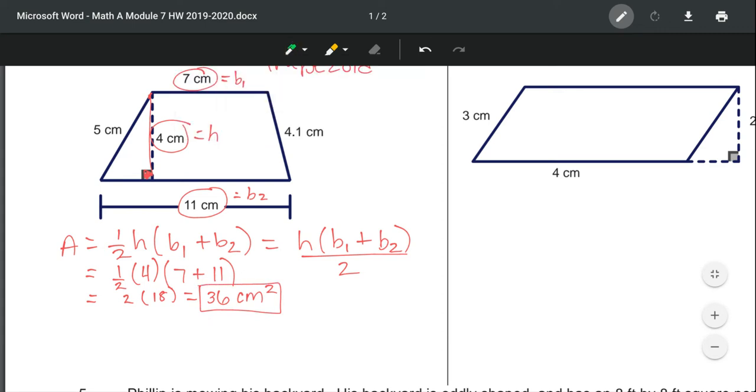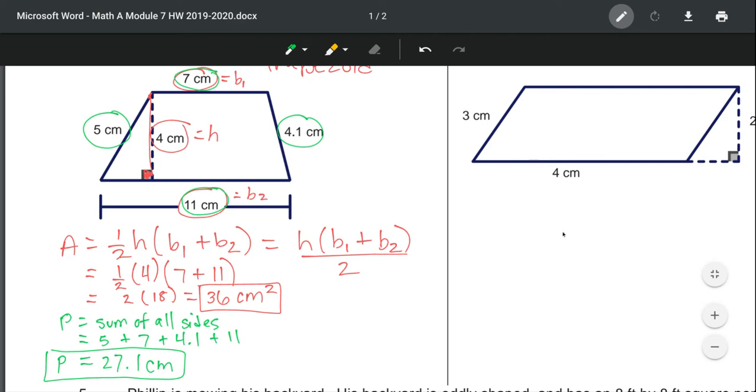Now for the perimeter, you want to take the sum of all the sides. So the side lengths would be 5, 7, 4.1, and 11. You don't include the 4 in the perimeter because it is the height and it's not one of the side lengths. So we take 5 plus 7 plus 4.1 plus 11. Go ahead and calculate that, and you get a perimeter of 27.1 centimeters.